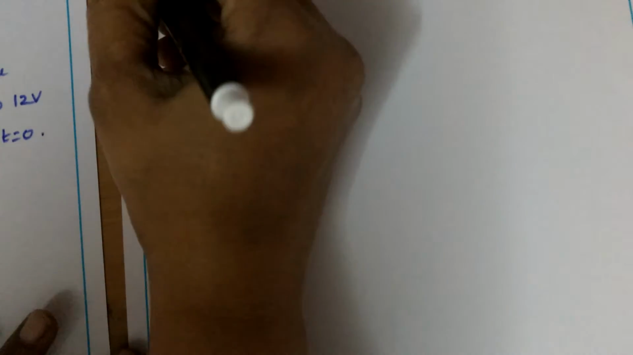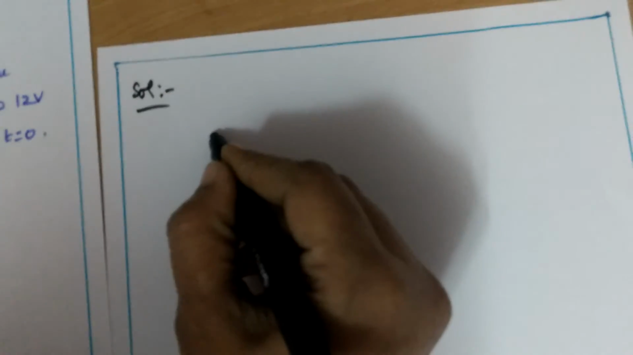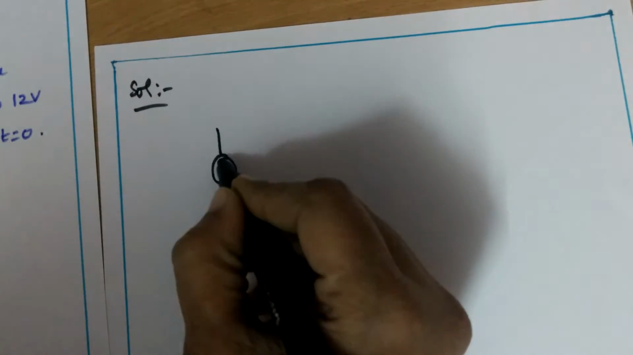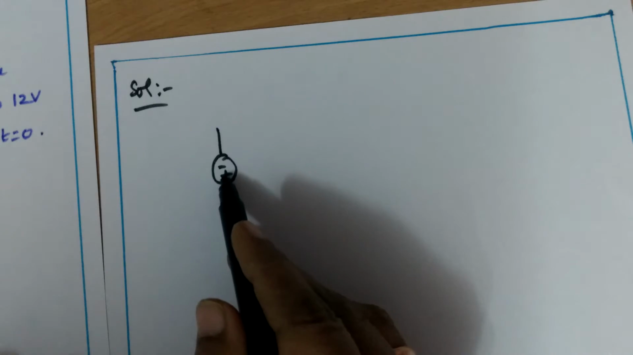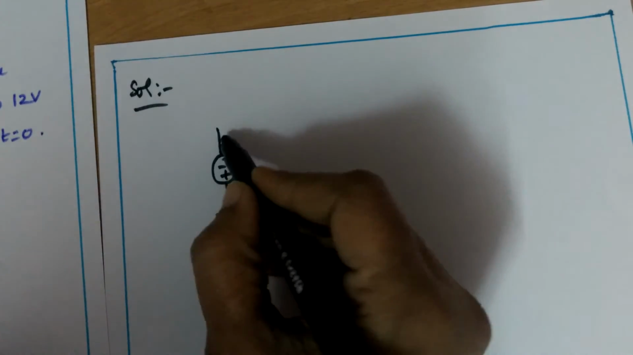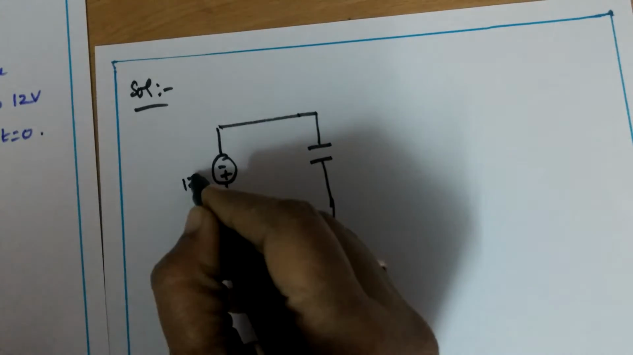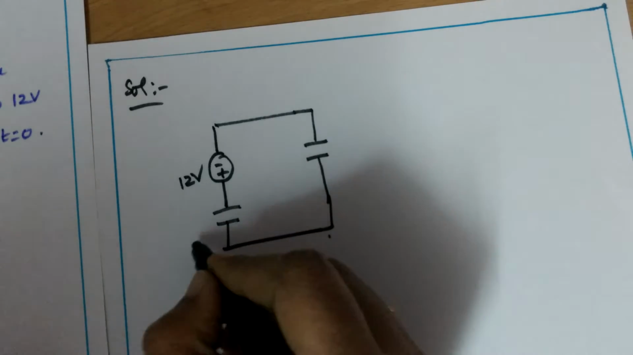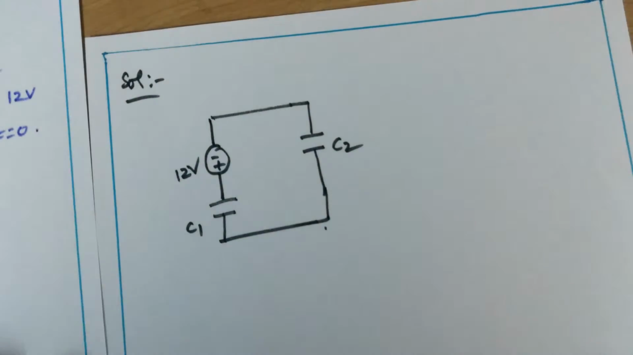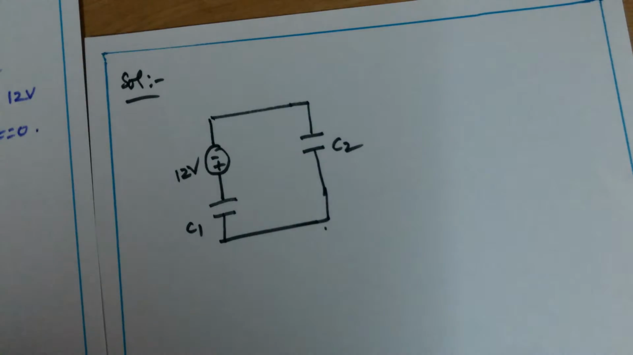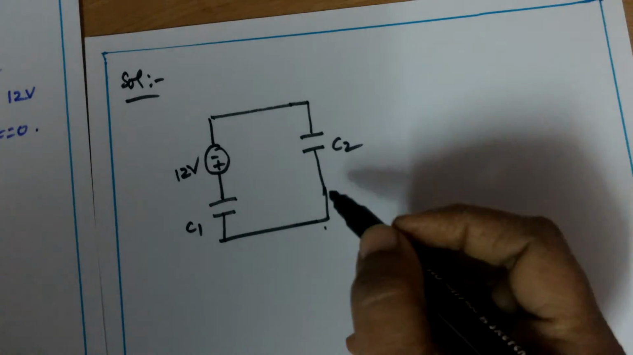So what is the initial condition? So let me solve. So C1 is initially charged. C1 is initially charged to 12 volt. So positive potential to C1. Okay. This is 12 volt and C1, C2. Okay. Has been charged to 12 volt before the ideal switch S is closed at t equal to 0. Okay. So here 12 volt.